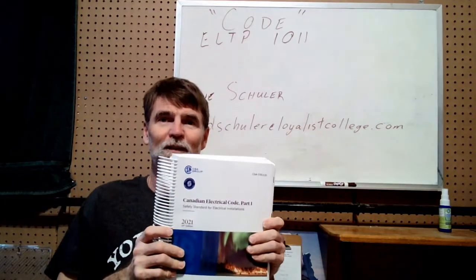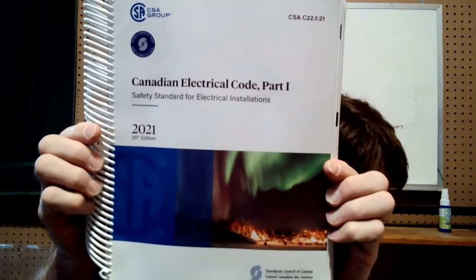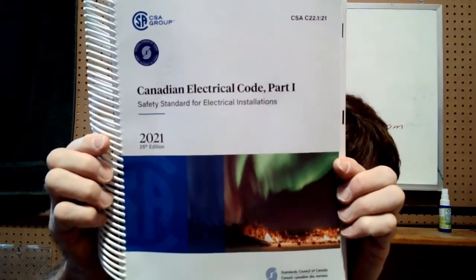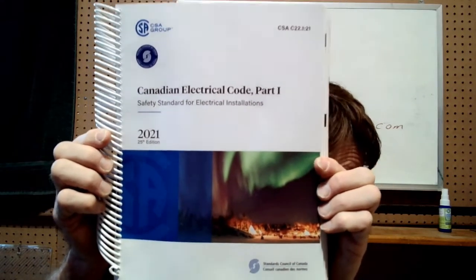This is the code book that we're using. Let me get this right up here so you can all see it. It is the Canadian Electrical Code. It says Part 1, and it's dated 2021.